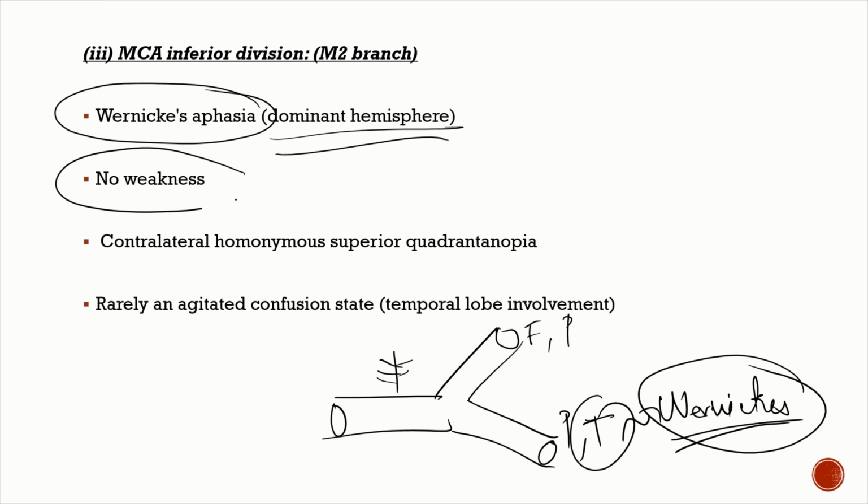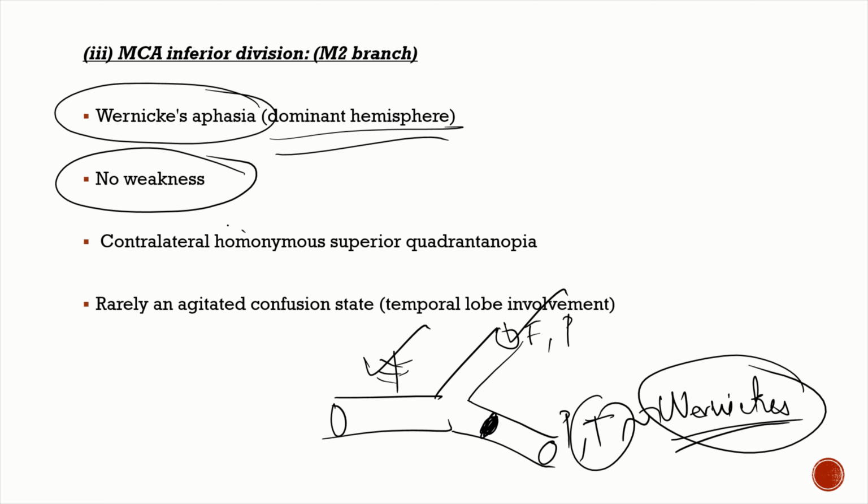There is no weakness over here. Very, very important MCQ. There is no weakness in inferior division occlusion because there are no motor fibers here. So you're having occlusion here, your internal capsule is spared, and your motor cortex in the frontal lobe also is spared. So there are no motor fibers running over here. So there will be no weakness.